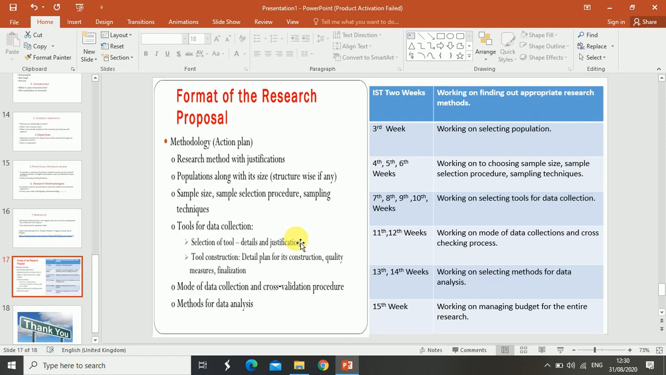And in the 13th and 14th weeks, I work on selecting methods for data analysis. The final thing is data analysis. And finally, in the 15th week, I certainly need some money, a budget, to complete my entire research proposal and research work. This is how we can conduct or complete our research.